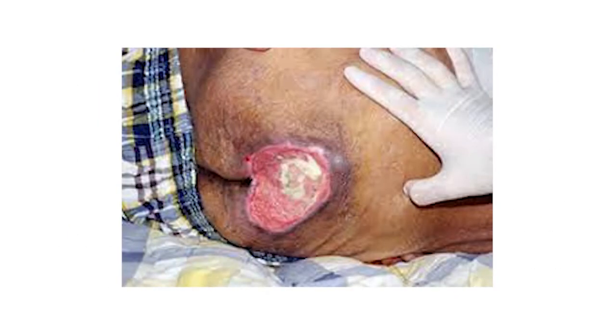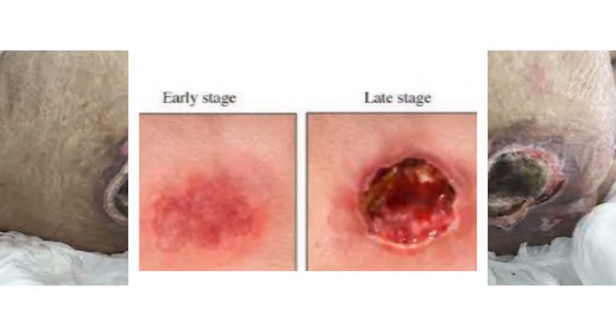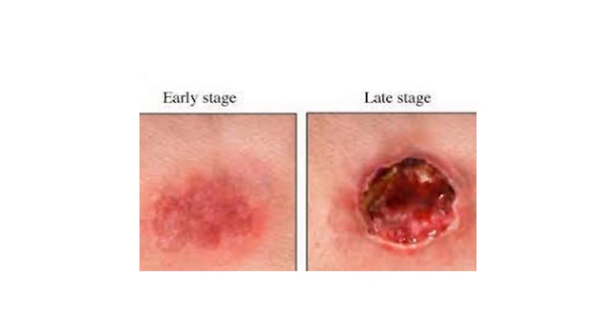Now dear students, here are some pictures of bed sores. Second image of bed sores, the superficial skin is gangrenous. And the third image shows the early stage of the bed sore and the late stage of the bed sore.